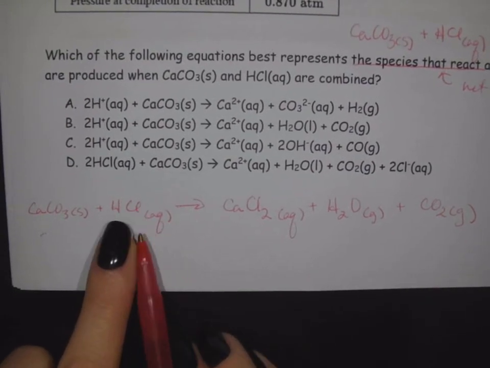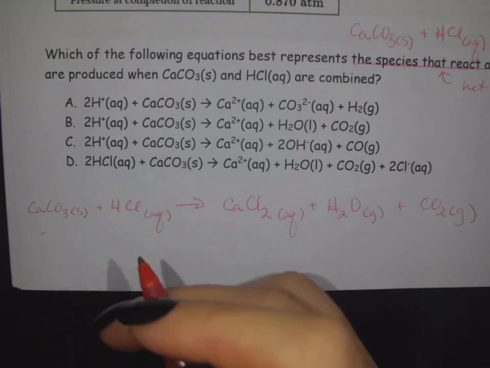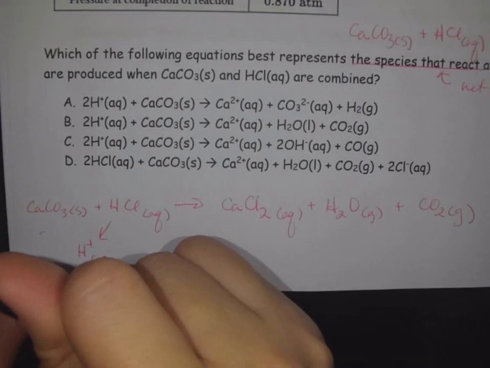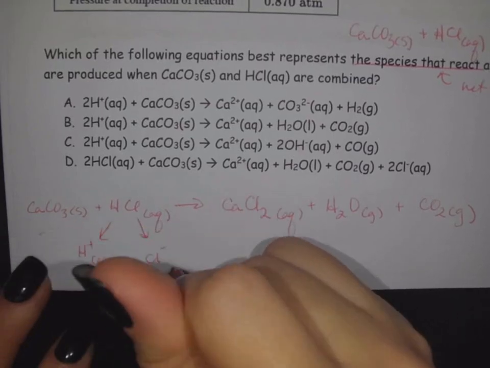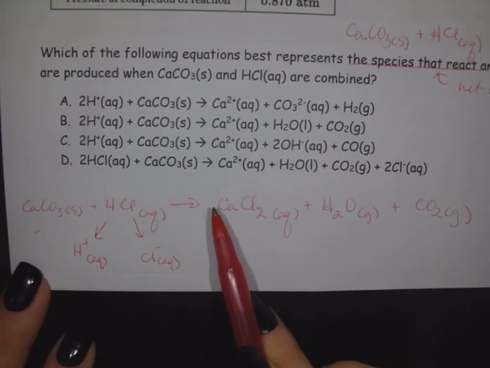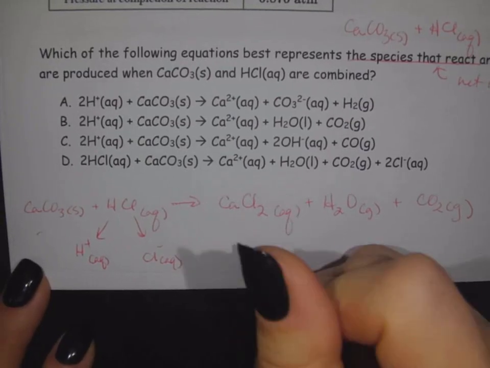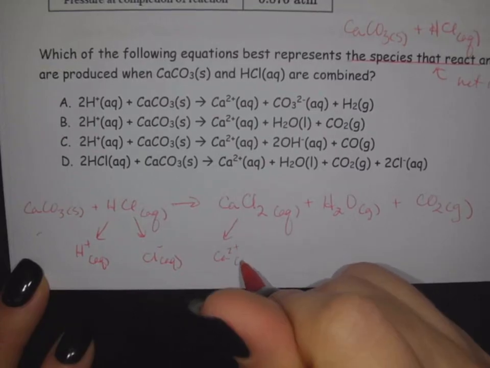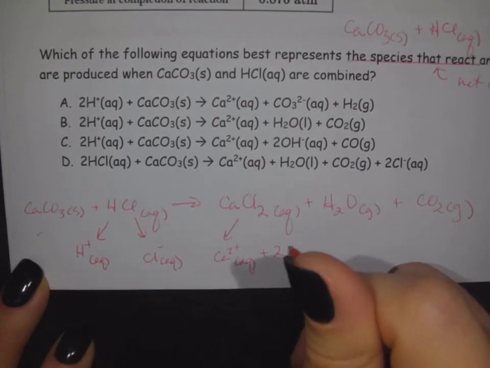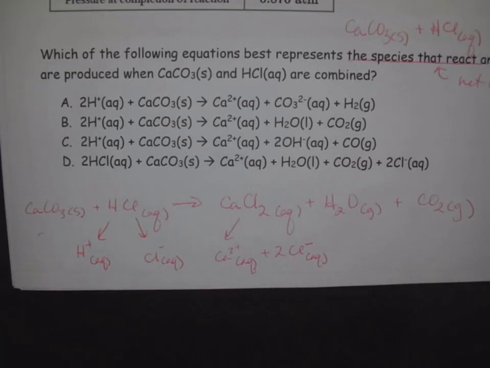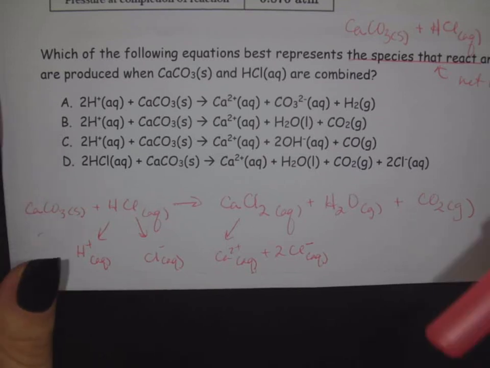So this guy you need to break apart into an H+ aqueous and a Cl- aqueous. And then you should already know this is a metal and a nonmetal, so this is an ionic compound and it's aqueous. So you're going to have to break apart the calcium 2+ aqueous and 2 of the Cl- aqueous. Okay. So I'm going to let you take it from there, and then I'll finish this one so you can check the key.